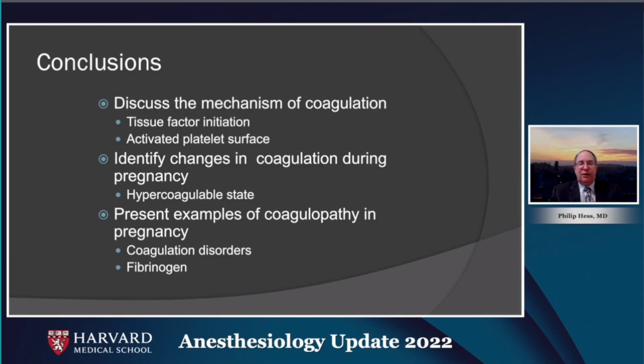And then we talked about a number of examples of coagulopathy in pregnancy, including coagulation disorders, and the importance of understanding fibrinogen and how it predicts what type of bleeding this patient is having.